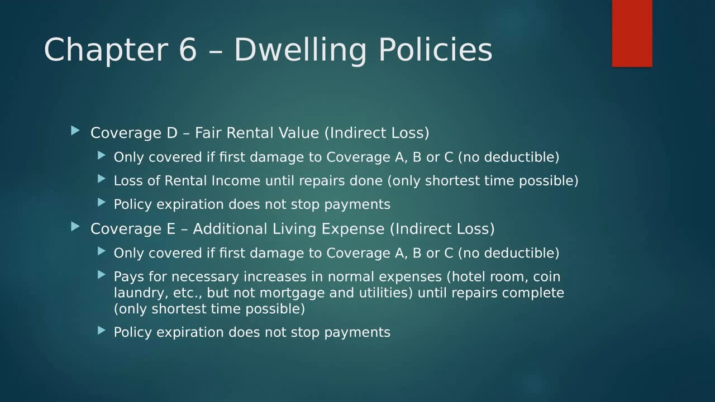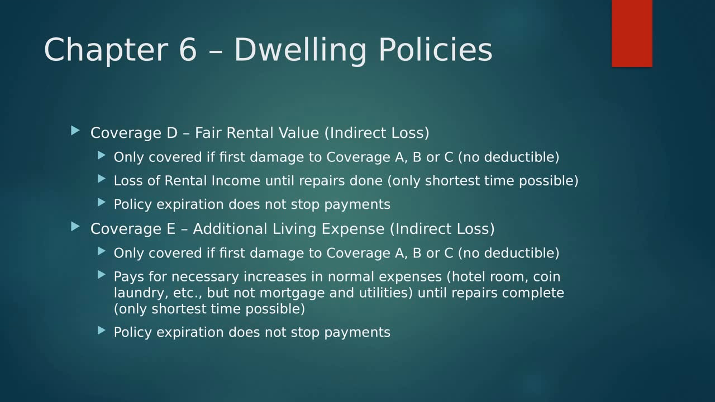Coverage E, this is going to be if you're not renting it out, if you're using the property. This covers any additional living expenses as an indirect or consequential loss, again, only covered if there was first damage to coverages A, B, or C. There is no deductible on it, covered additional living expense. And understand that this will pay for only the necessary increases in normal expenses.